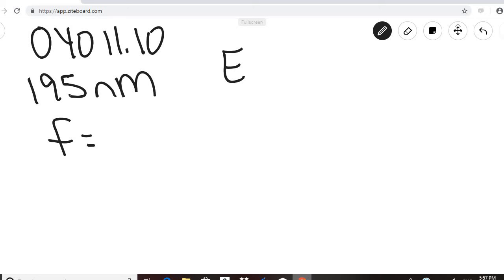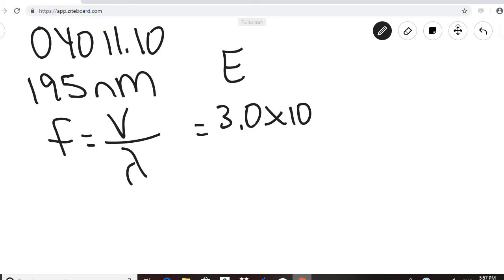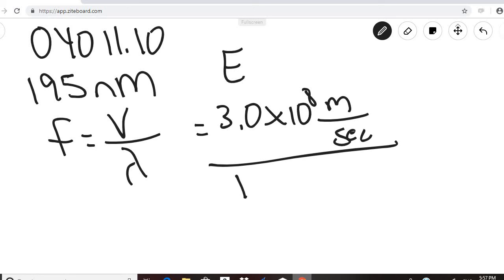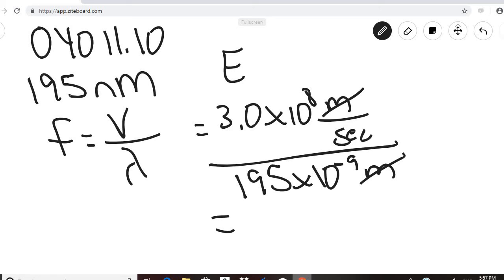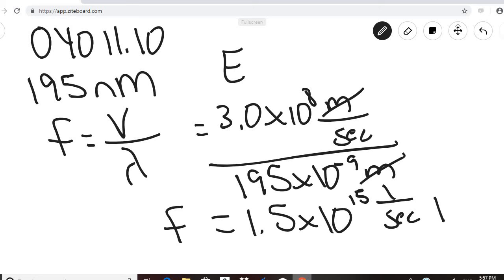So frequency is equal to velocity divided by wavelength. So we're going to have 3.0 times 10 to the 8 meters per second, and the wavelength was 195 times 10 to the negative 9th meters. Meters will cancel, so the frequency will be equal to 1.5 times 10 to the 15, 1 per second, or hertz.